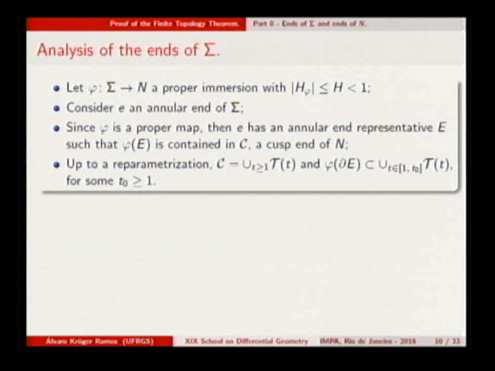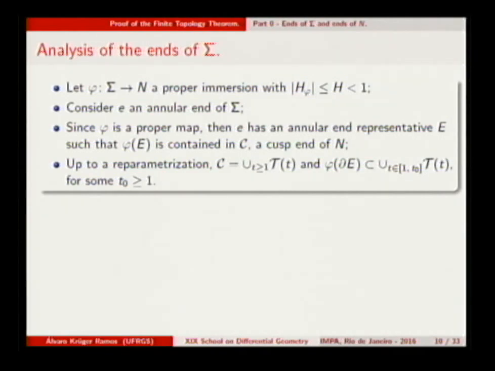Let's try to begin to prove the properness theorem. So we consider a proper immersion of a surface of finite topology in N with bounded mean curvature by this constant h less than 1, and fix an annular end of sigma. Just to remember, finite topology means that you are a compact surface with a finite number of punctures, and each one of these punctures gives the topology. It's an end of sigma and has a topology of a half cylinder.